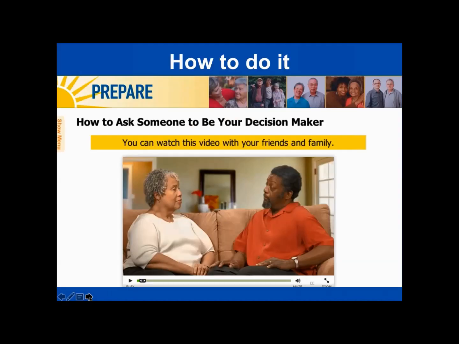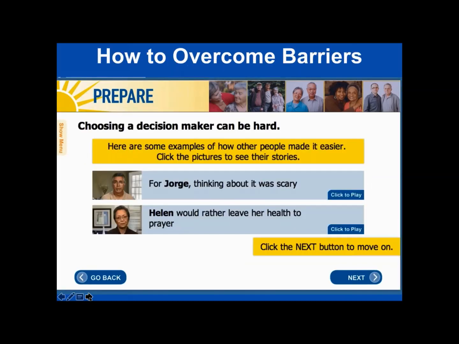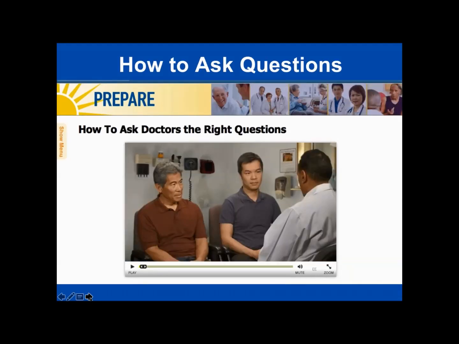So this is just an example. We don't have time today to go through the videos, but this would be how to do it. So how to ask somebody to be your decision maker with actual words somebody could use if they wanted to use this to ask somebody to play that role. How to overcome barriers. So if people are not ready or they're having barriers, such as they think that advanced care planning is scary, there's stories, video stories that they can watch about that. How do you tell others about your medical wishes? And again, how to ask doctors the right questions to get the medical care that's right for you.